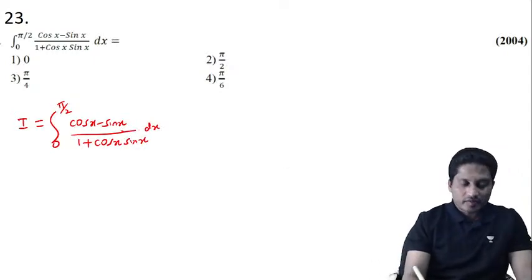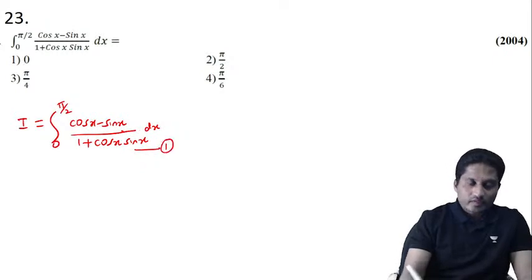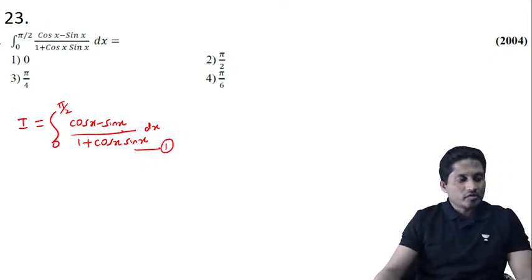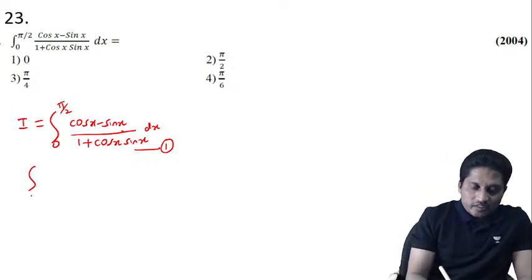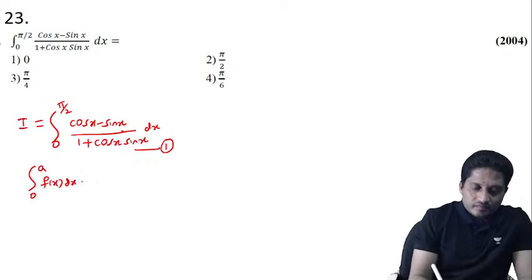Call this equation 1. Now I'm going to use the property: integration 0 to a of f(x) dx is equal to integration 0 to a of f(a minus x) dx.